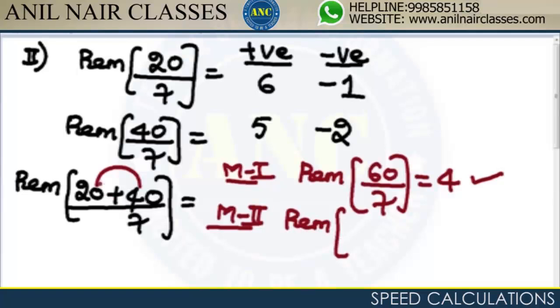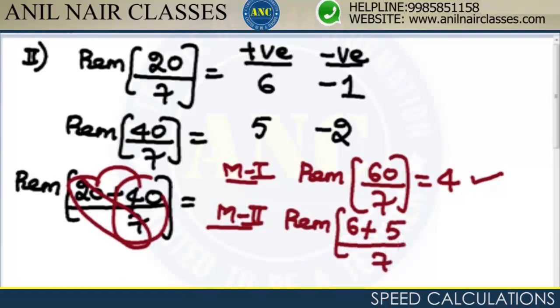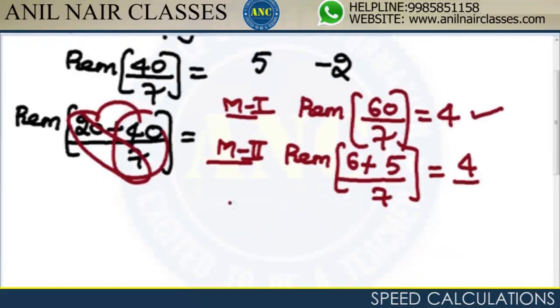If I do it separately with positive remainder, 7 twos are 14, remainder is 6. 7 fives are 35, remainder is 5. 6 plus 5 is 11. 11 divided by 7, 7 ones are 7, positive remainder is 4. When you divide a number by 7, you will not get a remainder 11, so further divide. This is method 2 by using positive remainder.